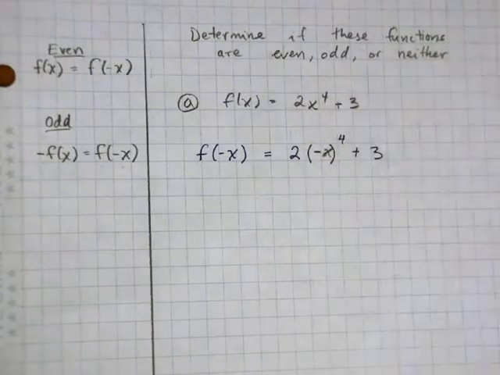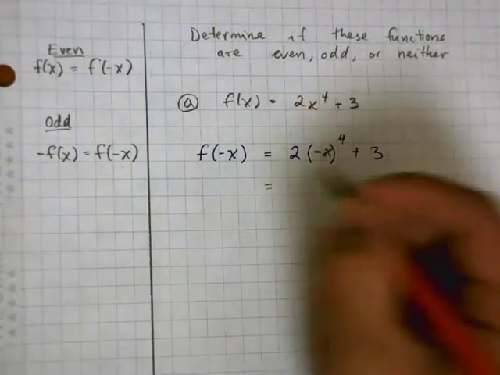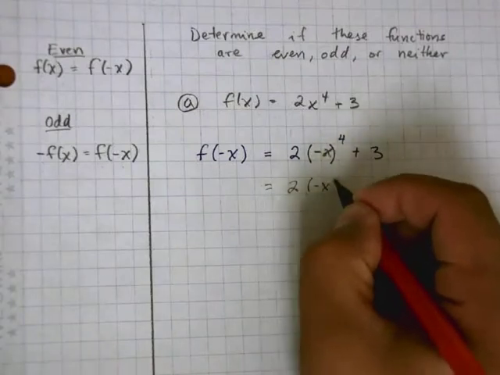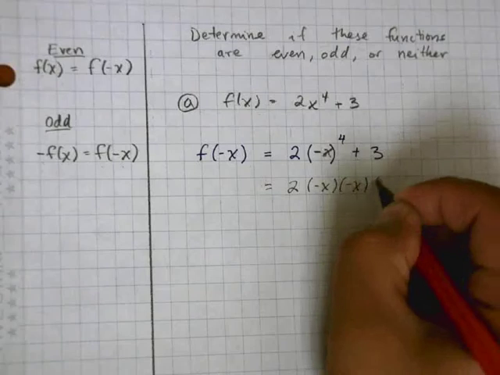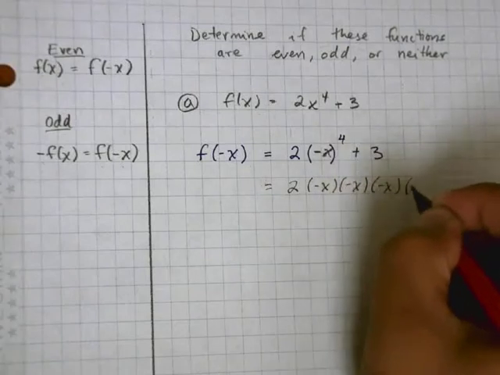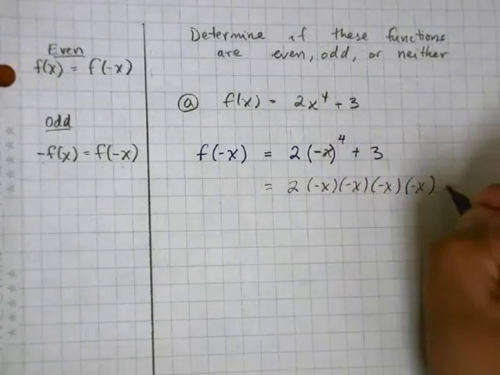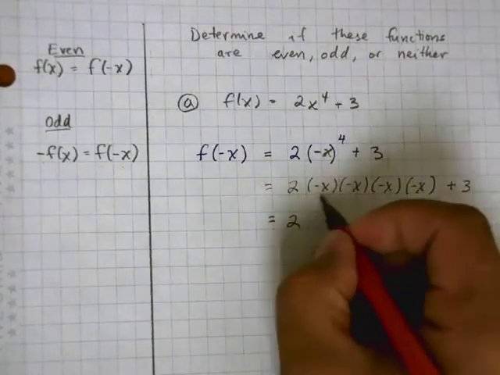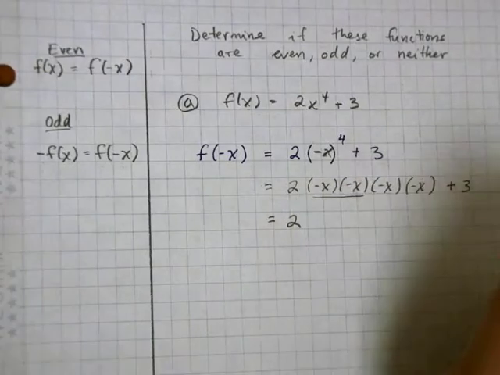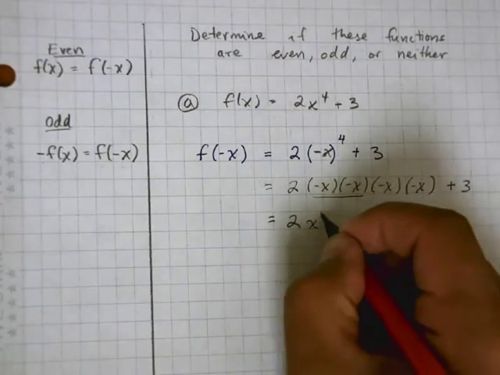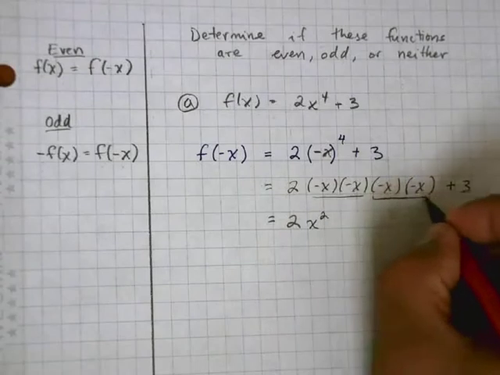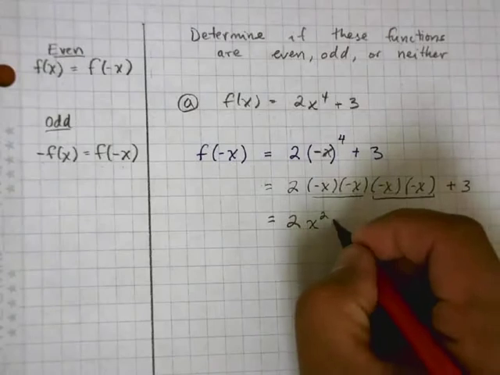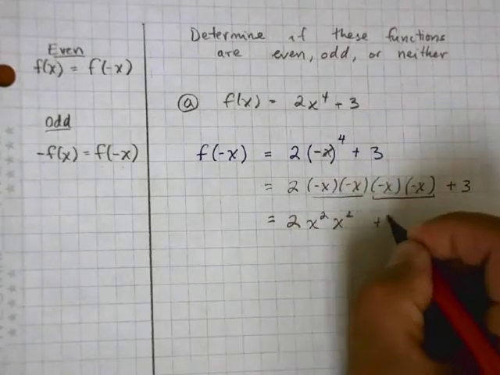Okay? And then simplify the function. So now I have 2 times negative x times negative x times negative x times negative x. I have to do that 4 times, plus 3. This gives me 2. These two x's, negative x and negative x, are going to give me positive x squared. These two x's, I also have the same situation again. Negative x and negative x gives me another x squared, plus 3.